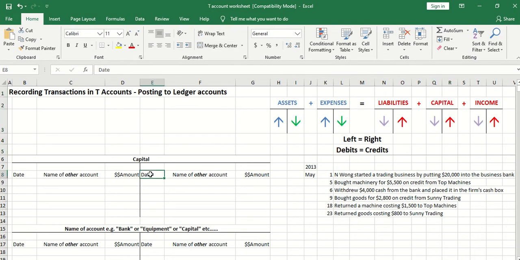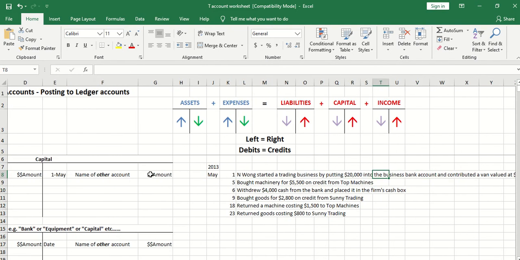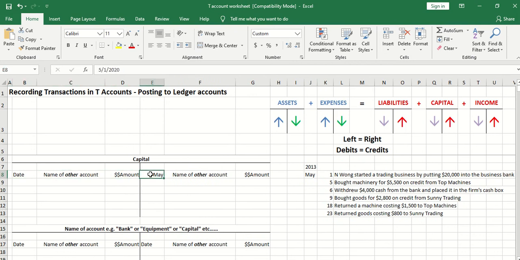So I'm going to put the date, which is 1st of May. And then you put the name of the other account. Now, what do I mean by that? Well, in this transaction, Mr. Wong is putting $20,000 into the business bank account. So the money is going into the bank account. So the name of the other account is bank. And the amount is $20,000.